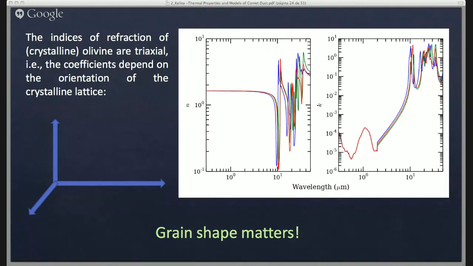First, let's note that the indices of refraction of olivine are triaxial. That is, the coefficients depend on the orientation of the crystalline lattice. One dimension's index of refraction will be different from the other two. So if you elongate one axis, you will have a different resulting spectrum. In other words, grain shape matters. This is the real index of refraction and the imaginary index of refraction. You're just seeing that they're different. I've plotted all three of them there.